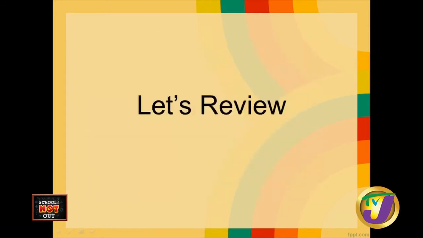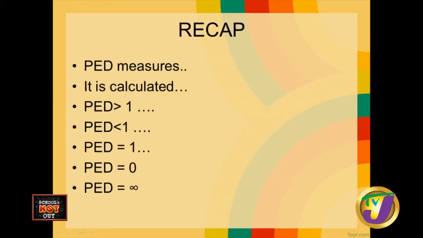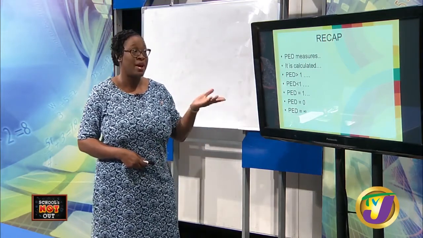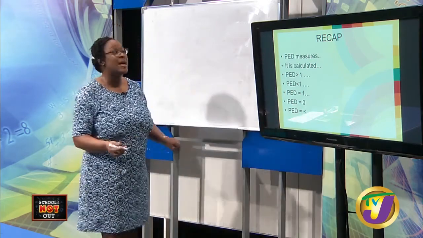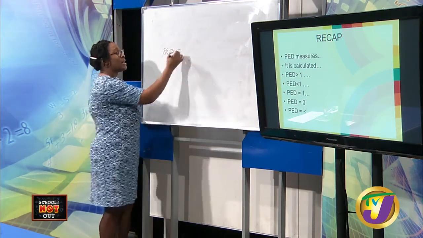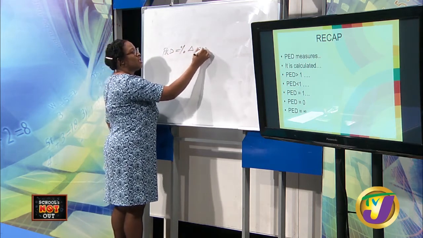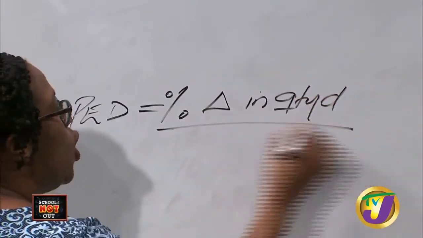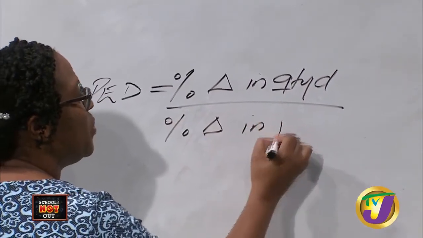Now, let us just recap. We looked at price elasticity of demand. And by way of definition, price elasticity of demand measures, you are correct, the responsiveness or the sensitivity of quantity demanded due to the change in price. And how is it calculated again? It is calculated, I know I sound like a scratch record, but please bear with me, as the percentage change in quantity demanded over the percentage change in price.